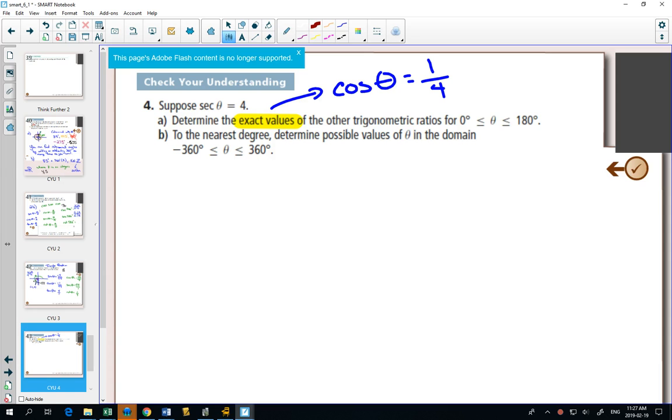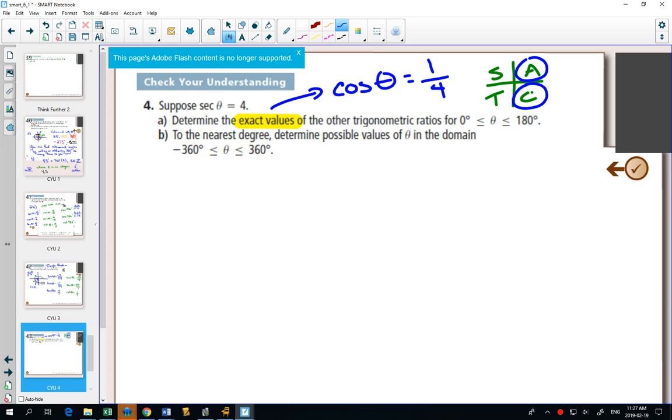What do we know about this triangle? We know the adjacent side and the hypotenuse, since cos is adjacent over hypotenuse. Do we know what quadrant it's in? Well, according to the cast rule, it would be either in quadrant 1 or quadrant 4 because it's positive. Cos of theta is positive 1 over 4. Because it's positive, the cast rule says it's in quadrant 1 or quadrant 4.